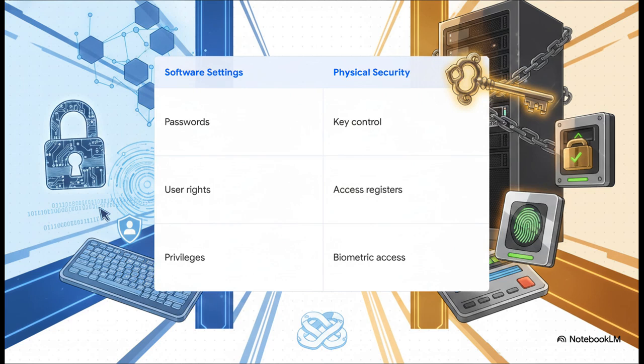But listen, integrity doesn't mean much if anyone can just stroll right in. So access control operates on two main fronts. First, we have the digital locks, your software settings. This means enforcing really good password policies, managing user rights, and ensuring those privileges are kept strictly up to date.